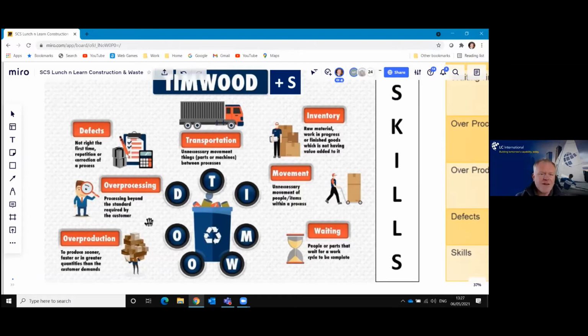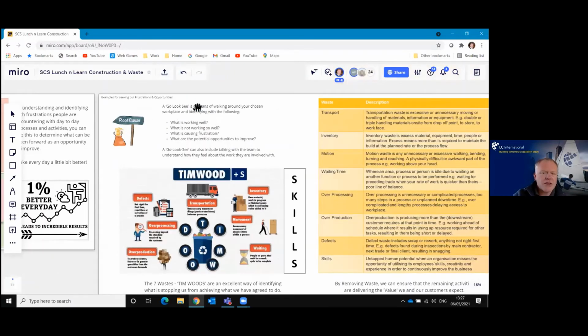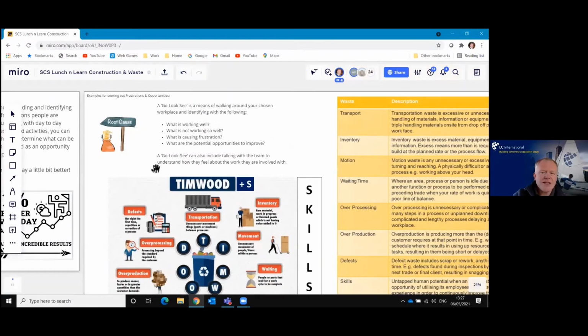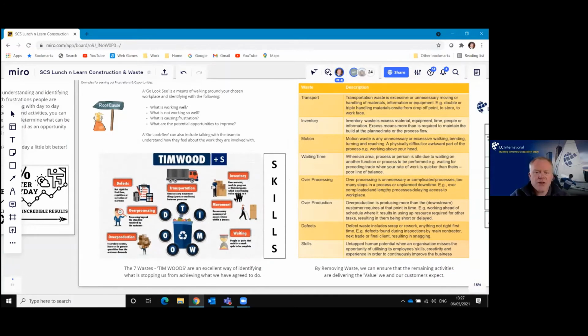And then finally, defects. Do we get the opportunity to do things right first time? Do we have the right information around us, the right standards that we're working to, the right designs that allow us to build what we need to build right first time? So think about these 8 wastes when you're going out and doing your go, look, see. Because these are where our frustrations lie. These are the things that start to cause the construction industry extra cost.